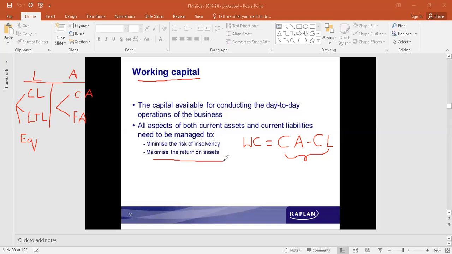The second aspect, which is very, very important, is that the chance of becoming insolvent can be avoided. When do they become insolvent? When they do not have sufficient funds to make the payment, then they become bankrupt, they become insolvent. That is the situation.